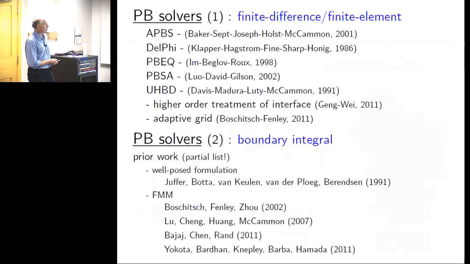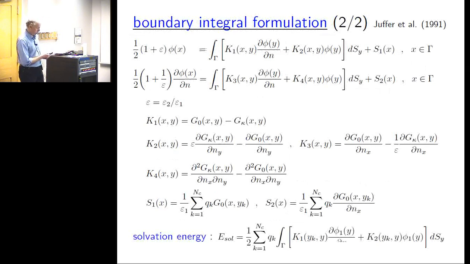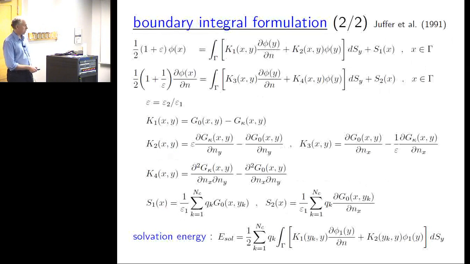So we come back to these integral equations. Here's the formula for the solvation energy. Once you've solved for phi and its normal derivative, this expression here is the boundary integral formula for the electrostatic solvation energy. So this is what we're going to evaluate. Okay.